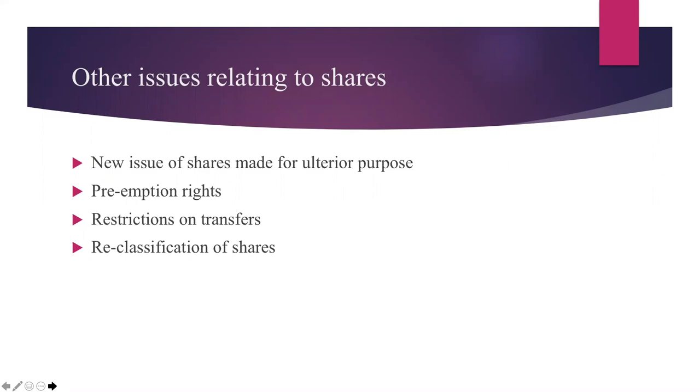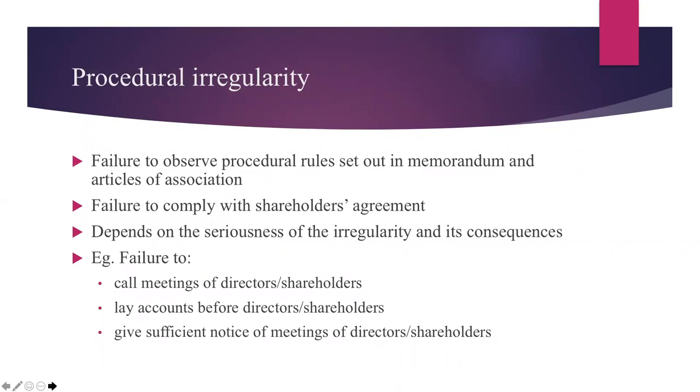The penultimate category that I want to consider is the cases that involve what I describe as procedural irregularity. Unfair prejudice may arise where those conducting the affairs of the company do so otherwise than in accordance with the procedures set by the company's constitutional documents. So, for example, if a controlling participant fails to observe the procedural rules set out in the memorandum and articles of association, or fails to comply with the requirements set out in a shareholders agreement, then those failures in specified procedure may well involve unfairly prejudicial conduct.